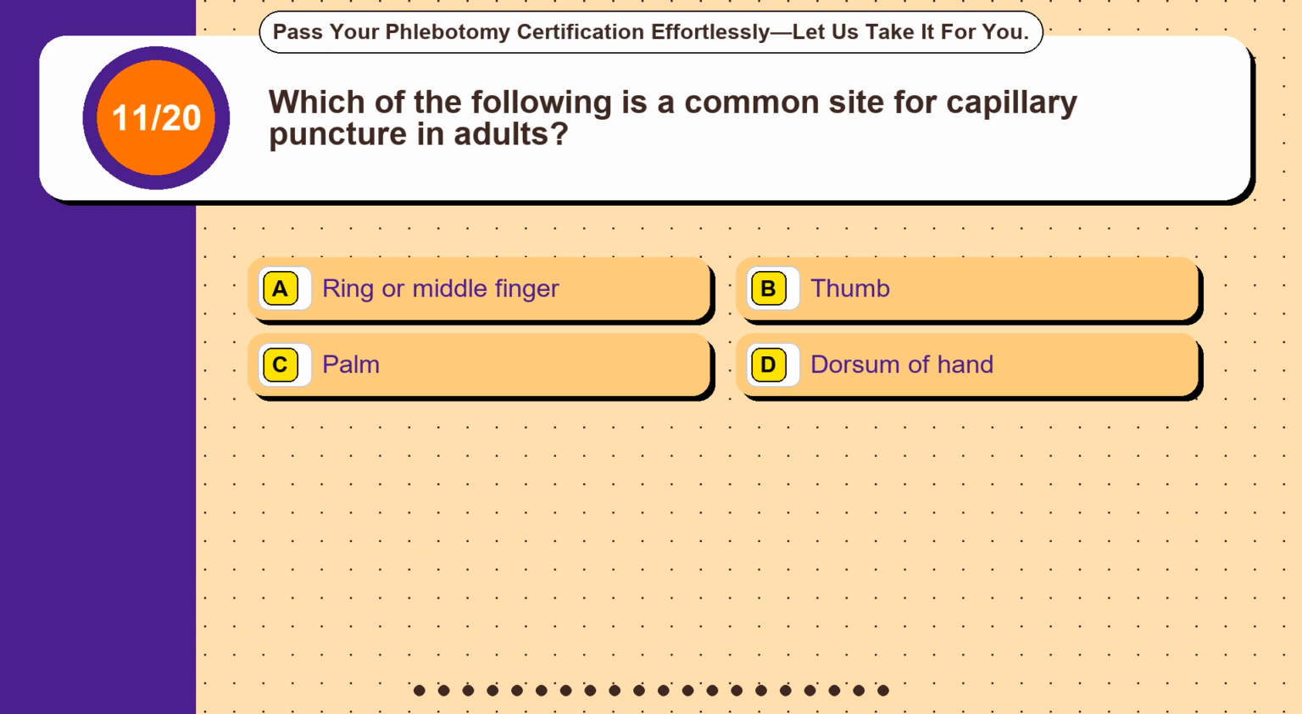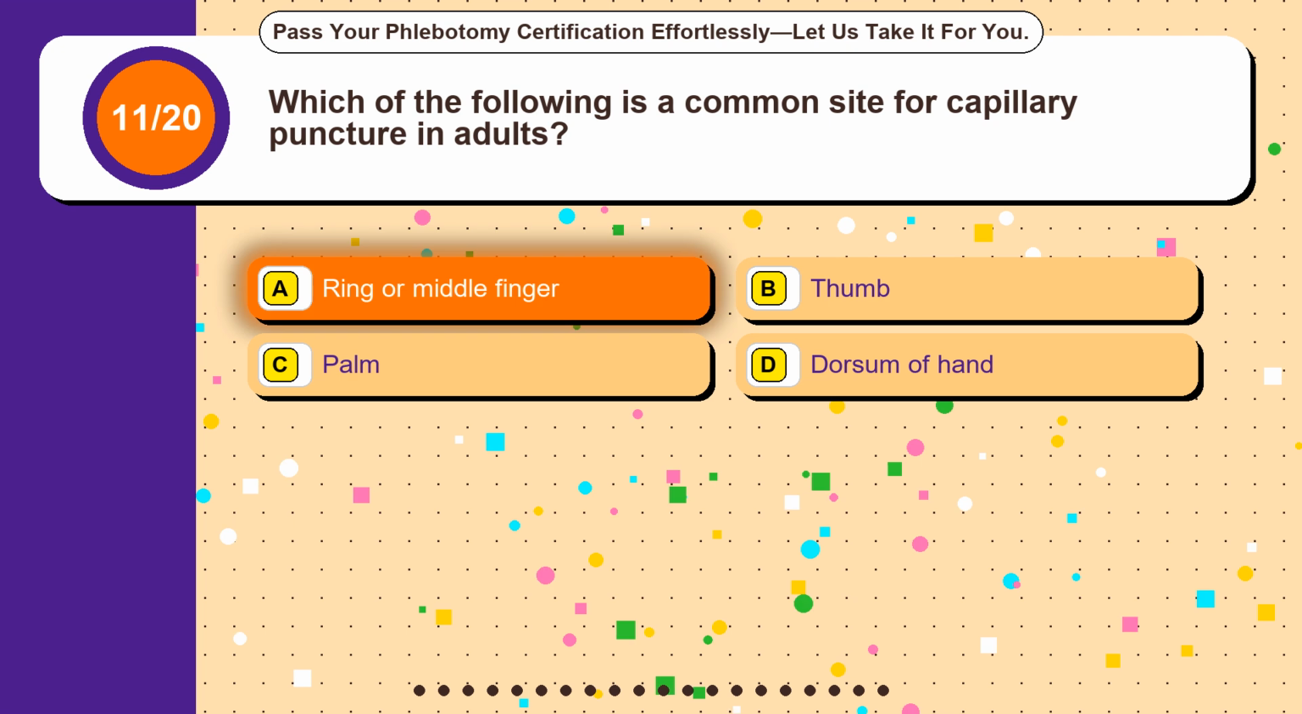Option A, ring or middle finger. Option B, thumb. Option C, palm. Option D, dorsum of hand. The correct answer is option A, ring or middle finger.